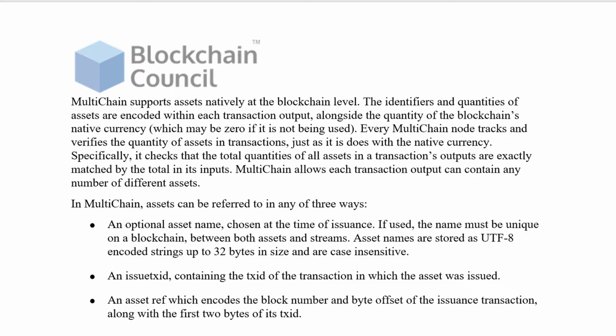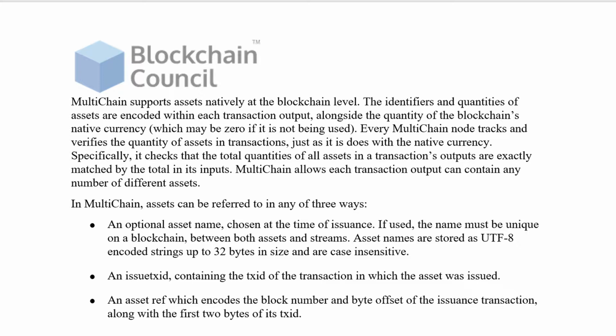In multi-chain, assets can be identified in any of three ways. First is an optional asset name chosen at the time of issuance, which can be saved as encoded strings up to 32 bytes in size, and these are case-sensitive too. Second is the issue transaction ID, which acts as an identity of an asset, and the third one is an asset reference, which encodes the block number and the byte offset of the issuance transaction along with the first 2 bytes of the transaction ID.